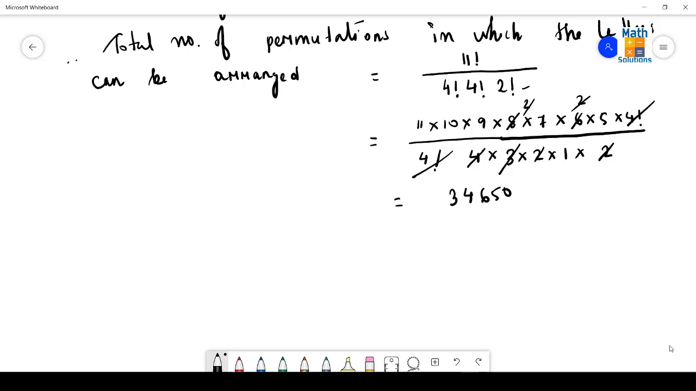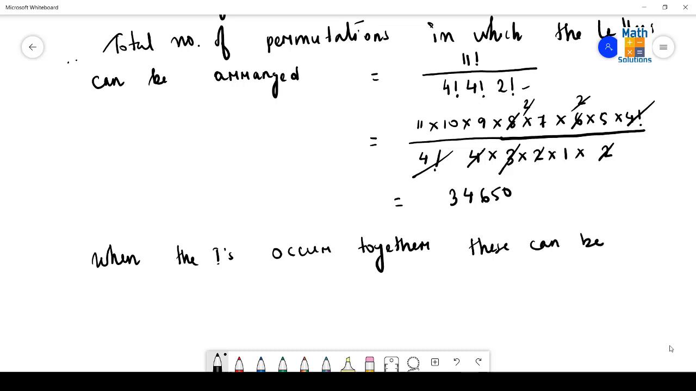Then coming to the main condition, let us now find out, when all the 4 i's occur together, what could be the permutation. When the i's occur together, these can be considered as one letter, or you can say a single letter.